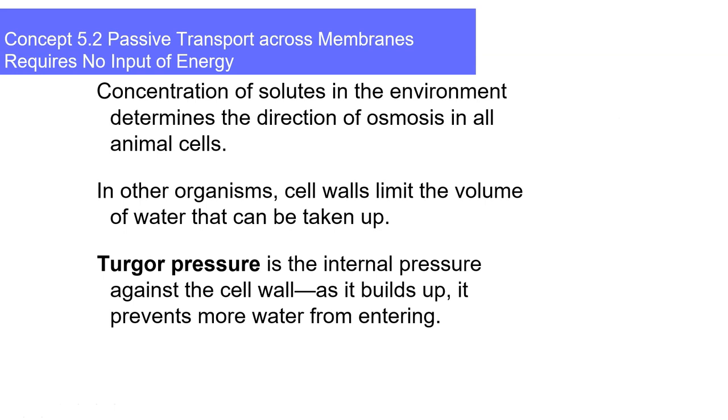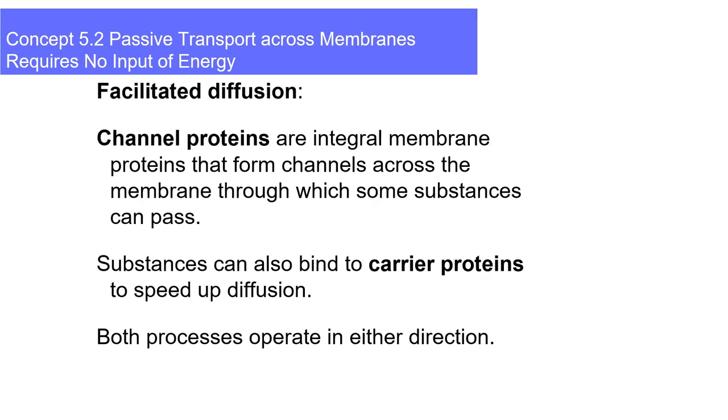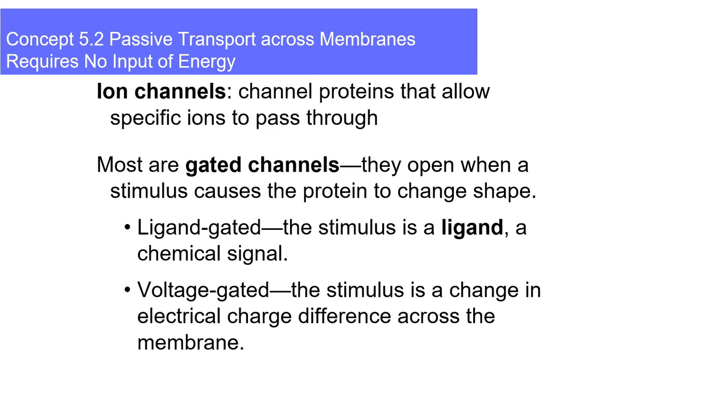Now, plants take advantage of this and use what's called turgor pressure. Turgor pressure builds up against the cell wall, allowing the cell to get rigid and allowing the plant to hold itself upright. Now, facilitated diffusion is like diffusion, except it's using proteins. Remember those aquaporins I mentioned earlier? That's an example. These are channel proteins that allow certain key molecules and ions to pass through. Substances can also be bound to carrier proteins to help speed up diffusion, but they both operate on the concentration gradient, meaning no ATP is expended.